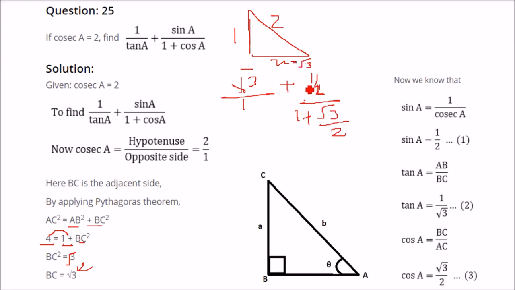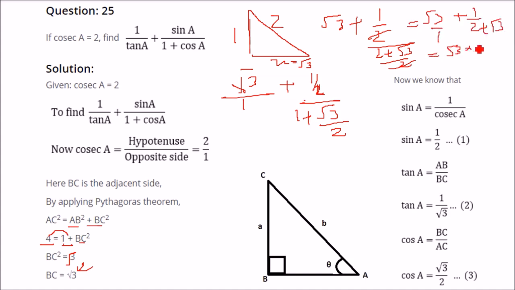2, hypotenuse is 2. So root 3 plus, let us take 1 by 2 here. And this is 2 plus root 3 by 2. The 2 cancels. This will be root 3 plus 1 by 2 into 2 plus root 3. So you get root 3 into 2 plus root 3 plus 1 by 2 root 3. So root 3 into 2 is 2 root 3, and root 3 into root 3 is 3. And then you have 1 also. And then you have in the denominator 2 plus root 3.